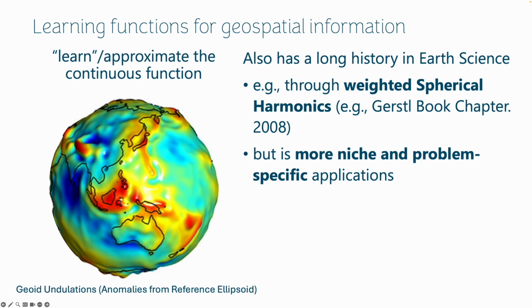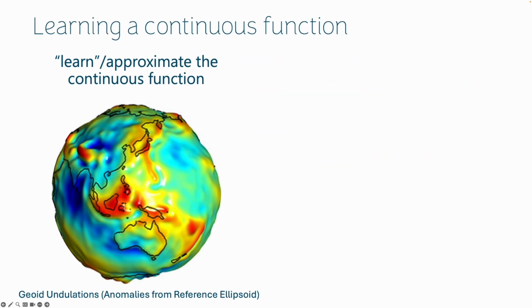And I'll go into that a bit more in the next slide, but I want to stress that the earth sciences have been working with these approximations of this world as a continuous function also for a while, and I put the reference here of the Gastel book chapter from 2008. So there's an established field in that, even though it's much more niche than storing data in a vector or raster format. So let's go a bit more into detail how spherical harmonics work as an example, also to lead up to the second and third parts.